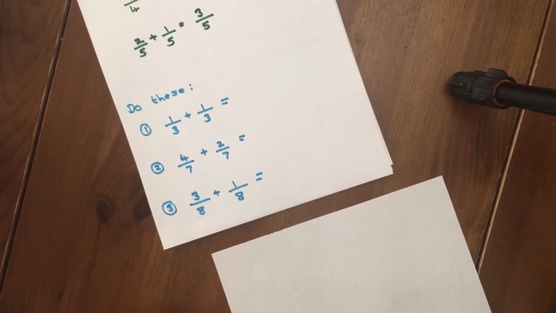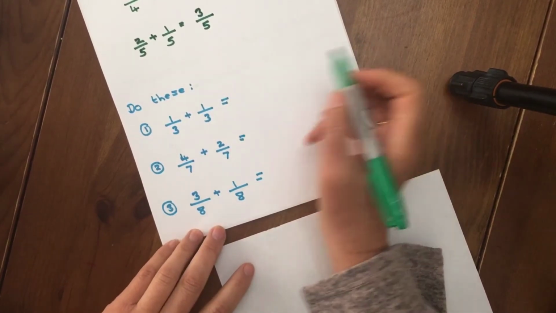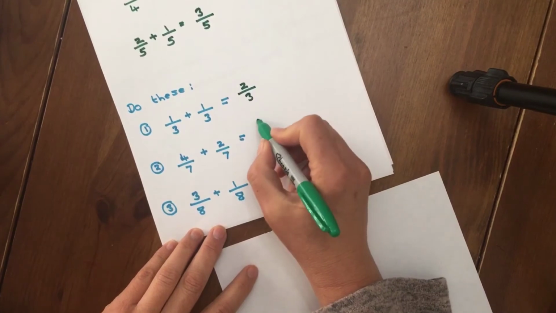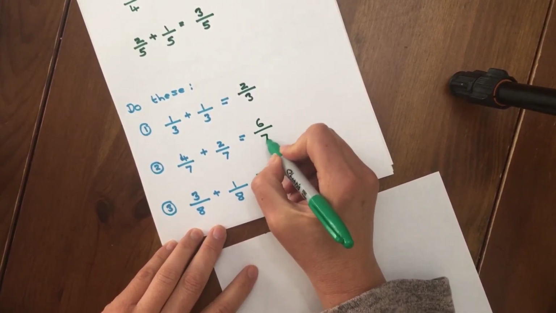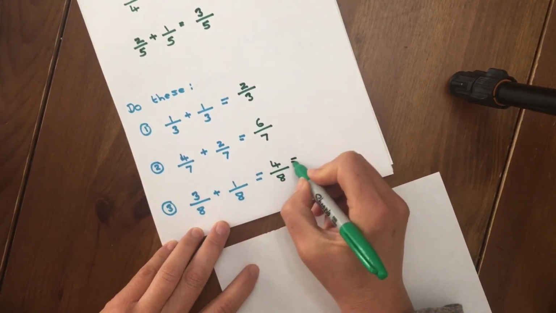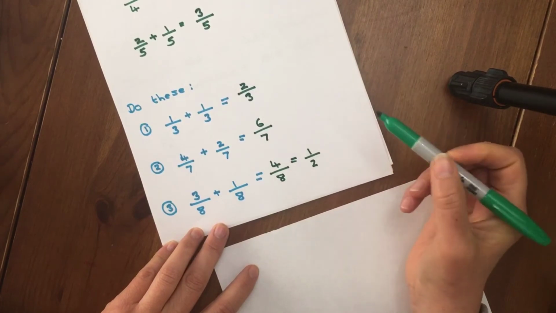Okay, so you're going to have a go at doing these 3 questions. Pause the video. It's very quick, very easy, I think. And I'm going to go through the answers now. Add the numerators, denominator stays the same. 4/8, 3 add 1 is 4. You could simplify it to a half. These 2 you can't simplify.